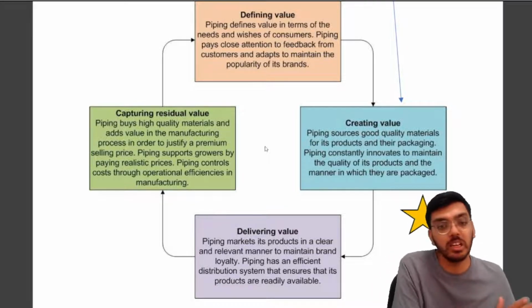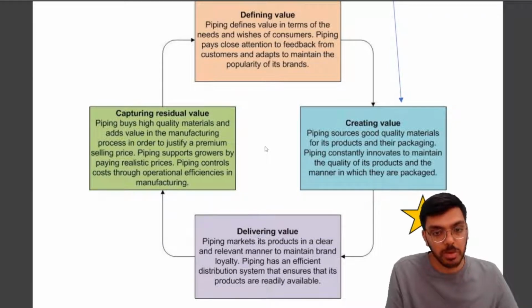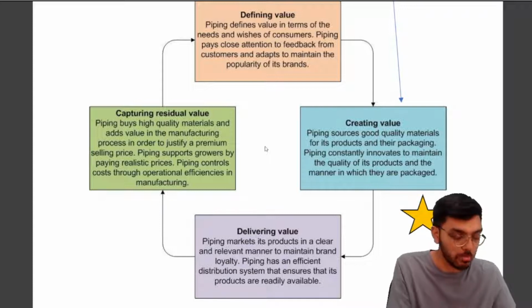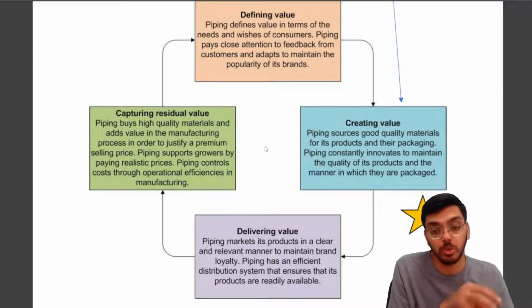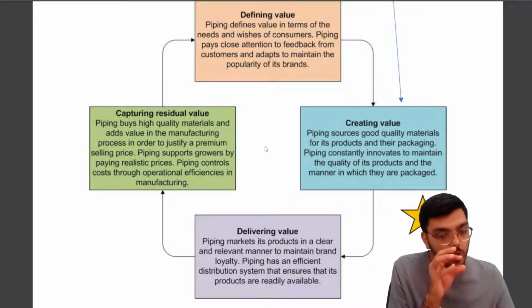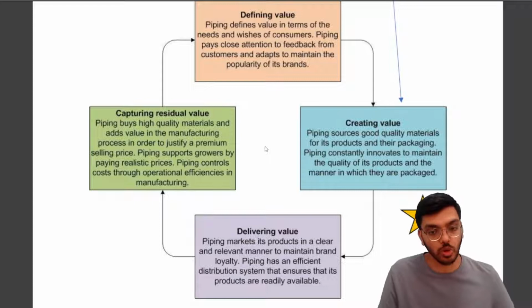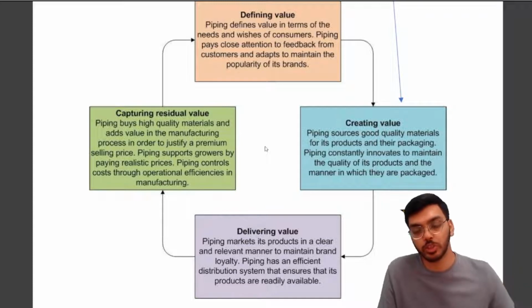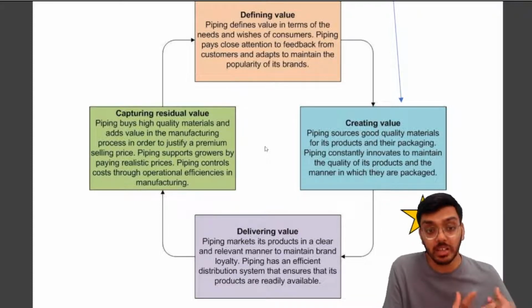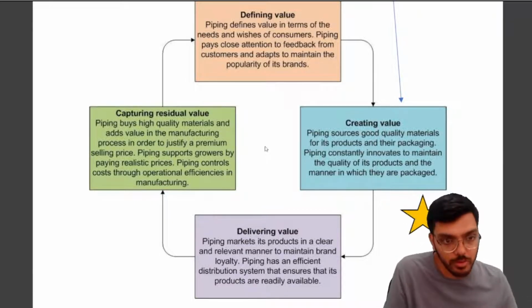Next, how do we deliver this value? Piping markets its product in a clear and relevant manner to maintain my brand loyalty, to manage my brand. Piping has an efficient distribution system that ensures that its products are readily available. And then how do we make sure we sell this product and gain value from it? How do we capture value from it?